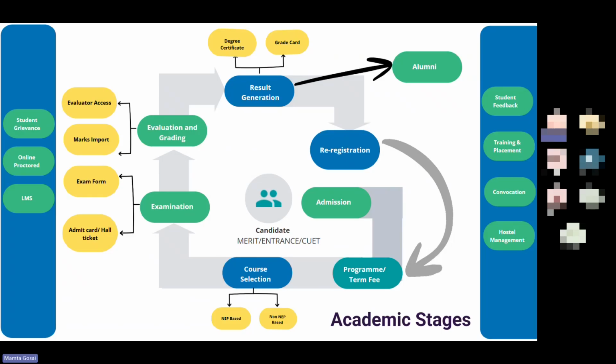Once the students have passed out, or if the student moves to the next year, he can re-register himself or herself and then move to the same cycle. Otherwise, if they have completed their degree, they will be moved to the alumni management module. And simultaneously, we do have other modules like student feedback, training and placement, convocation, hostel, student grievances, online proctored LMS. So all those modules are also there simultaneously. You can use them.